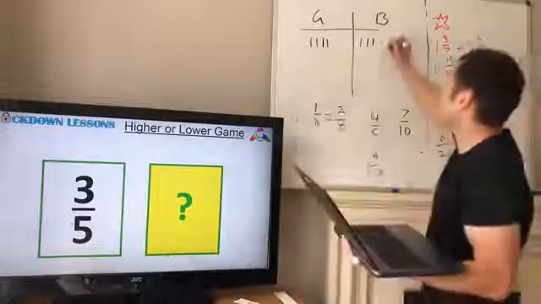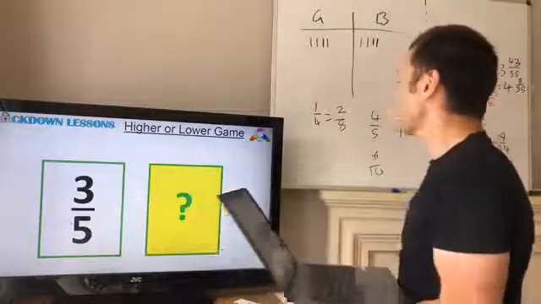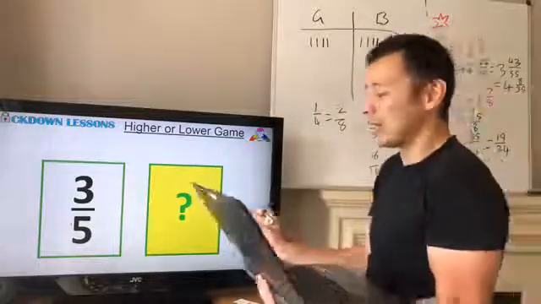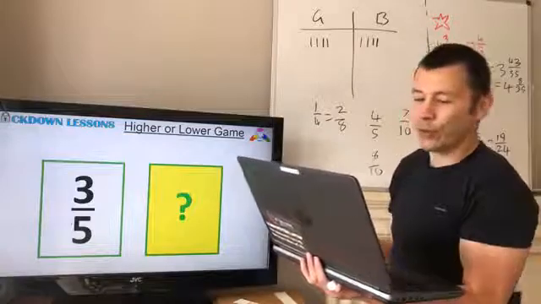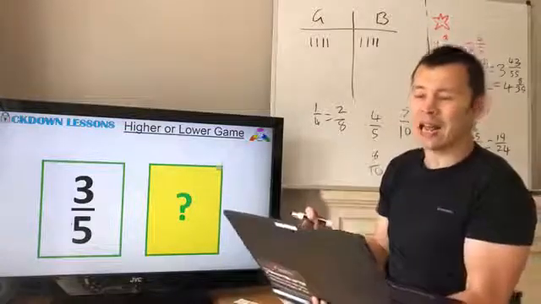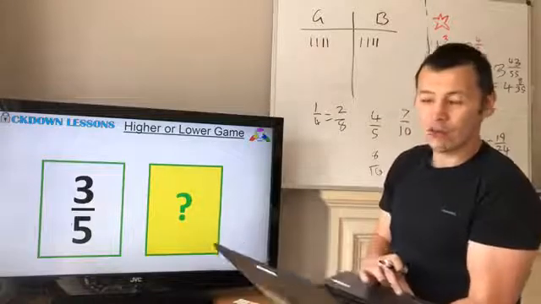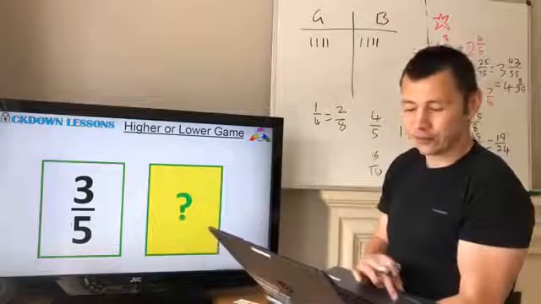3/5. 3/5, 1 for the boys. So, again, for the win for the girls, higher or lower than 3/5? I've randomly mixed these up, so I have no idea what the answer is. I've not cheated or anything. Higher or lower than 3/5 for the win, to prove that girls are better than boys at absolutely everything, not just maths.